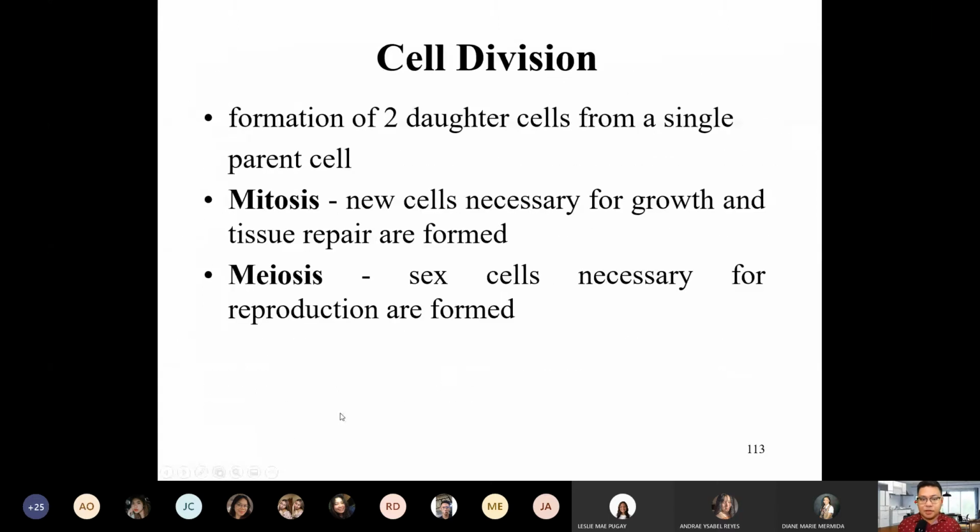Next. So cell division. We have two major types of cell division. Ang tawag natin ay daughter cells, kumbaga sila yung second generation from single parent cells. We have mitosis and meiosis. When we say mitosis, kopya literal na one nagiging dalawa. As in literal copy. Meiosis, think of it as isa nahahati into two.